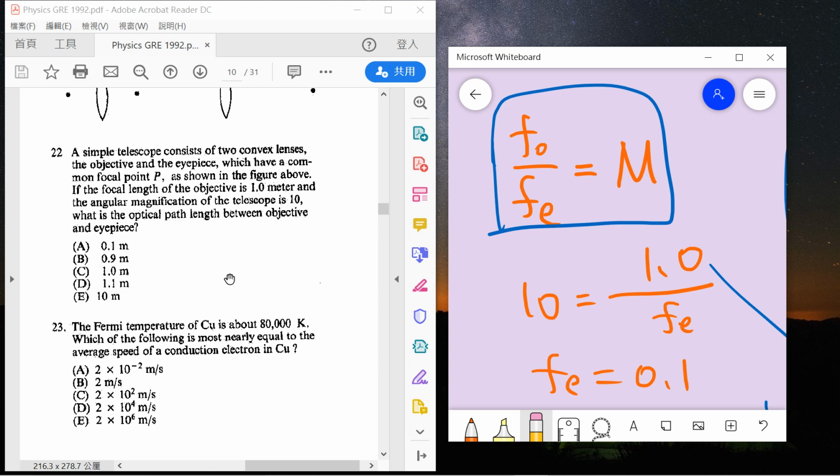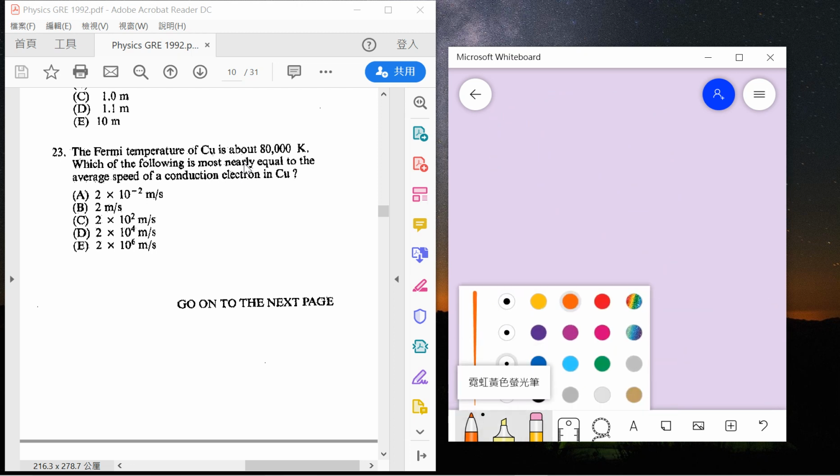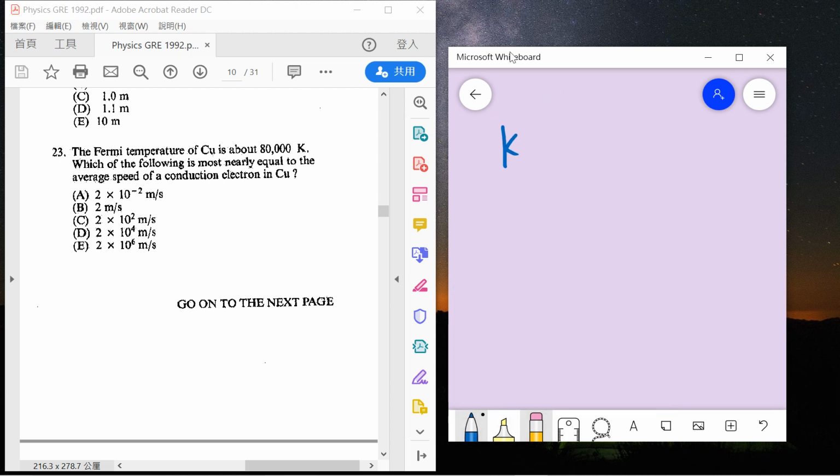Question 23: the Fermi temperature of copper is 80,000 K, and which value will follow most nearly the average speed. Okay, so this is called the Fermi energy. To solve it, it's trivial, because the Fermi temperature is by definition just kT equals the Fermi energy.